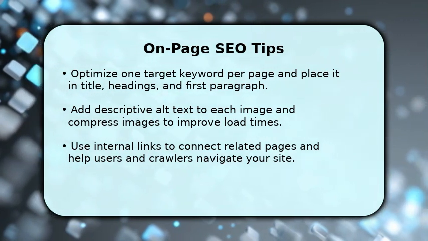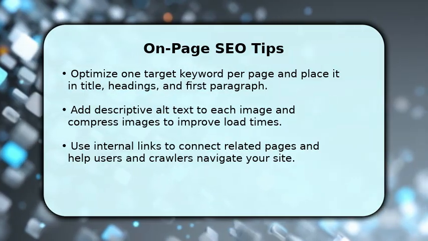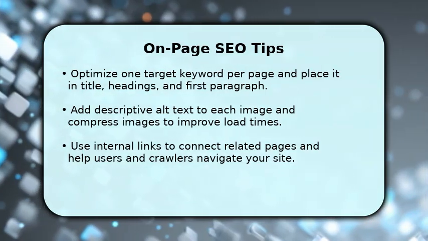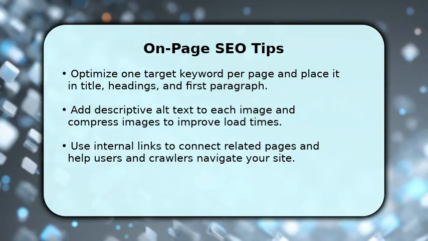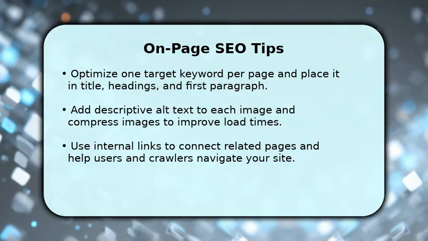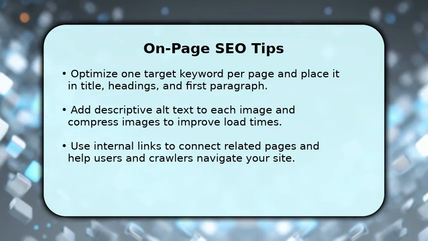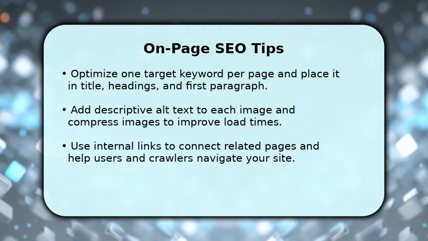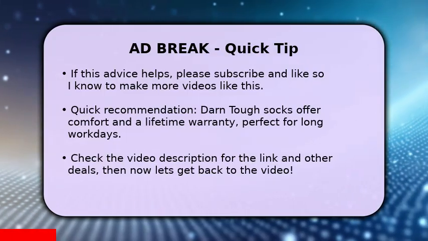Start by choosing one target keyword for each page and include it in your title, H1, and opening paragraph naturally. Compress images and add descriptive alt text to improve load speed and accessibility. Create internal links between related pages to help visitors and search engines explore your content, and update content regularly to stay relevant.